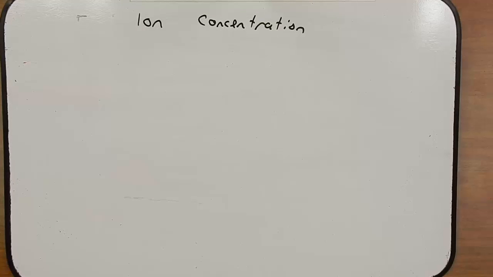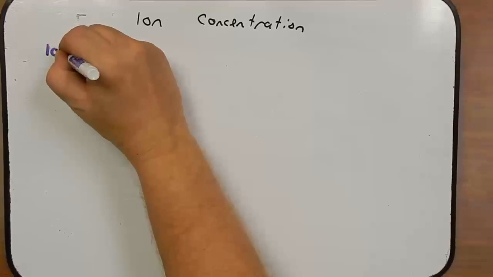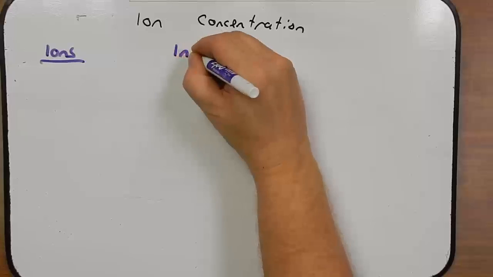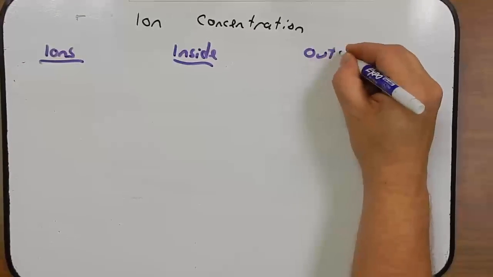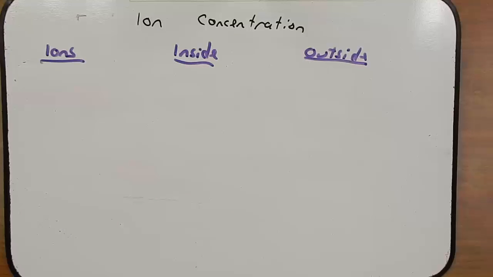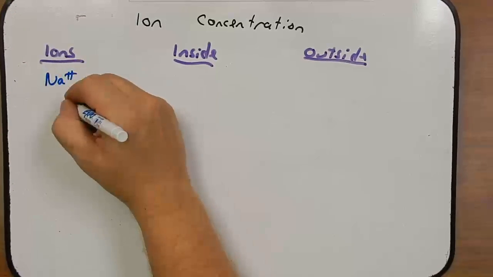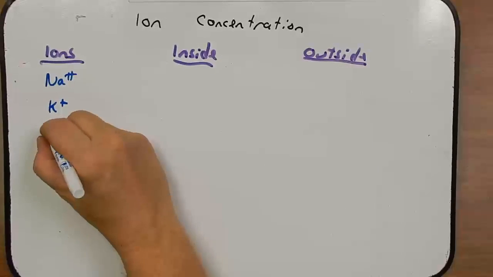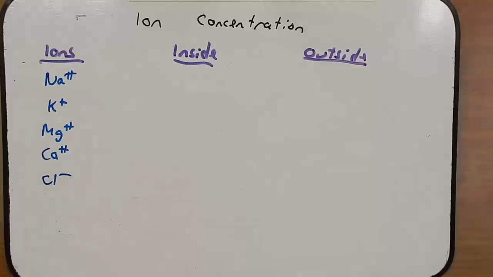I want you to know the relative concentration, meaning are particular ions in a higher concentration within the cell or outside of the cell. And so let's make a little table. Here we will have our ions. Here we will have inside the cell. And here we will have outside. And let's talk about these ions: sodium, potassium, magnesium, calcium, and then chloride.